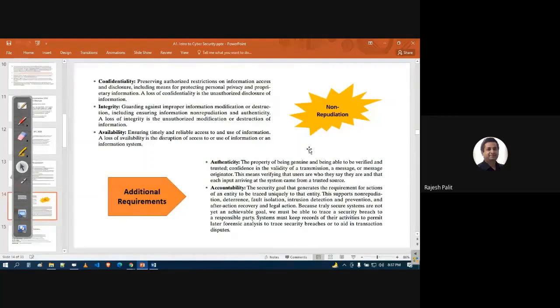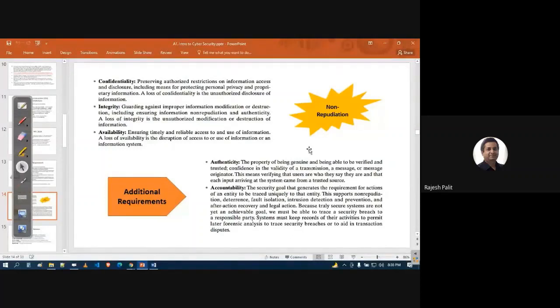And there are some additional security requirements added later on, which are called authenticity and accountability. Authenticity means to authenticate someone. So the property of being genuine and being able to be verified and trusted. Say, for example, using the ATM card and the PIN number, or username and password. So the confidence in the validity of a transmission, a message, or message originator.